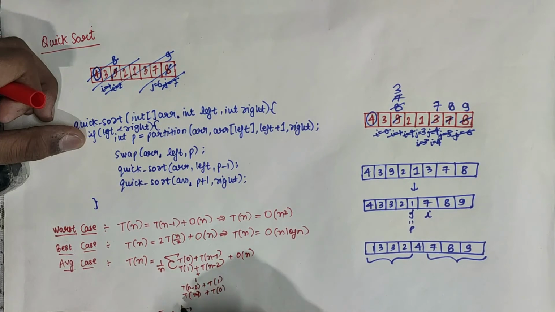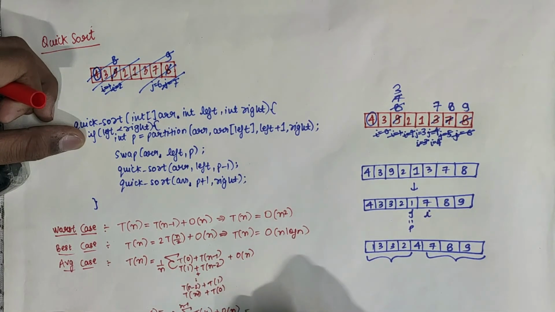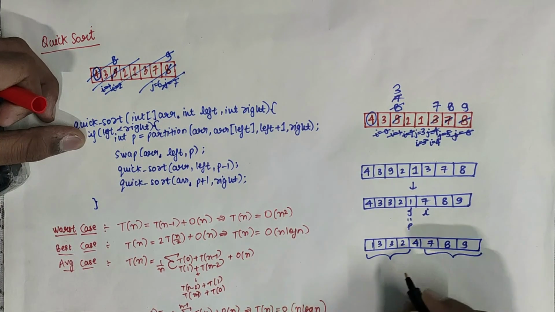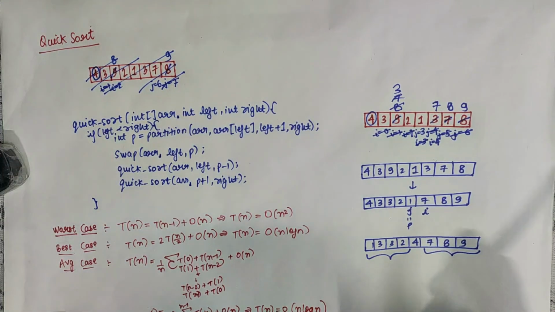Because of symmetry, this will be T(n) equal to 2/n times the summation of T(k) for k from 0 to n-1, plus O(n), and it will solve out to be T(n) is O(n log n). So the average case complexity of quicksort is n log n.